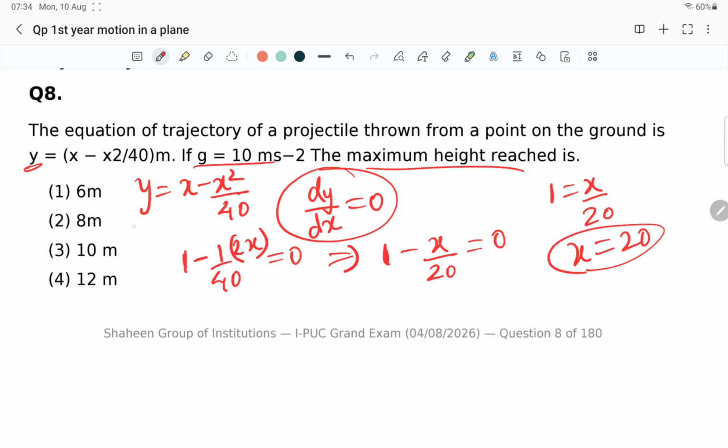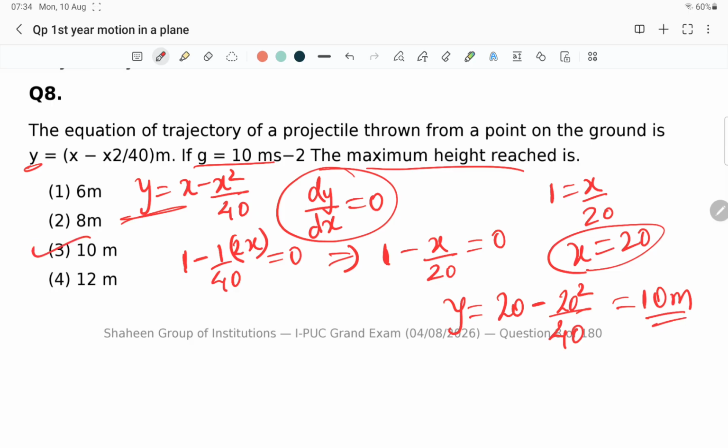Substitute this x in the first equation. You get y is equal to 20 minus 20 square by 40. 20 square is 400. 400 by 40 is 10. 20 minus 10 is 10. So the y value you are getting is 10. So the answer is this one.